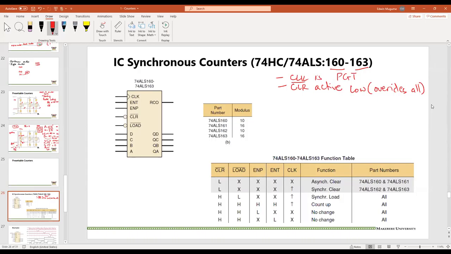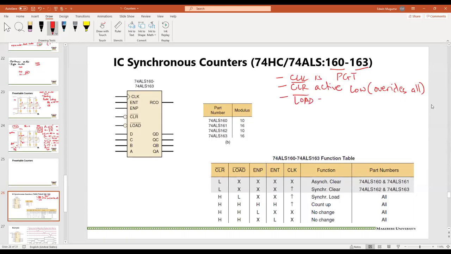Only that here, I think for some of these, it is synchronous clear. For others, it is asynchronous clear. If it is asynchronous clear, it means that the moment the clear input goes low, you clear immediately. You don't wait for the clock. If it is synchronous clear, then you can set your clear input to zero, but you will still wait for the positive going transition of the clock. The other one is the load.